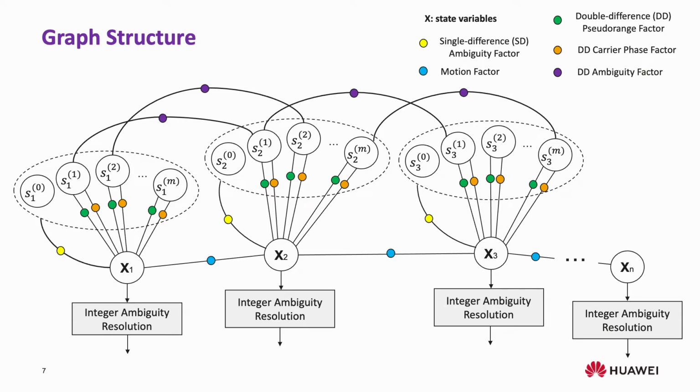The purple factor provides the double difference ambiguity constraints between two epochs, and the yellow factor provides the constraint of the single ambiguity of each received satellite for each epoch. After obtaining the state variable estimated by factor graph optimization, the results will be applied for the integer ambiguity resolution method, epoch by epoch, to obtain the final RTK results. Next, I'll introduce each factor in detail.